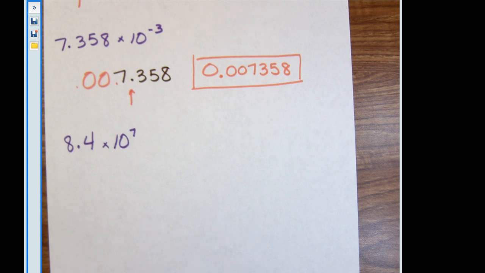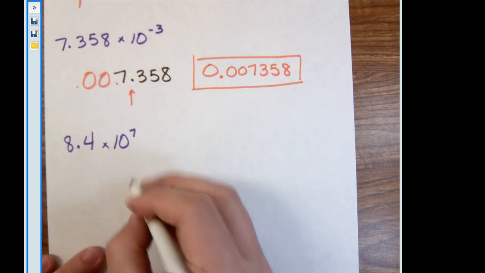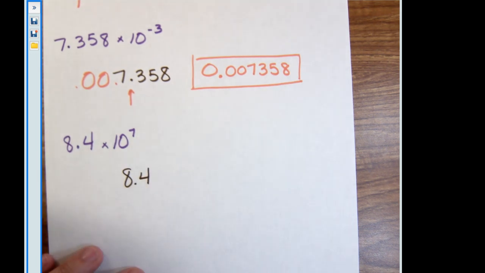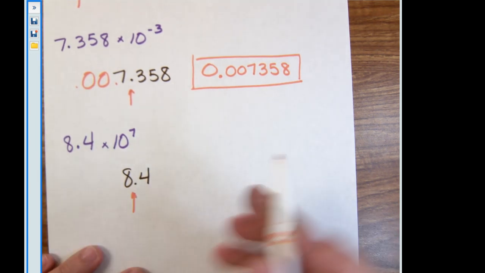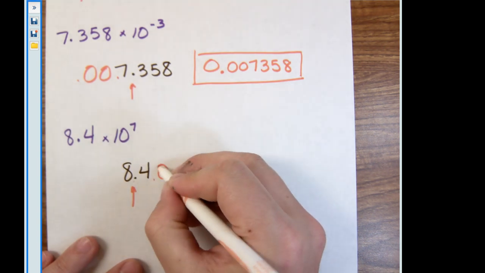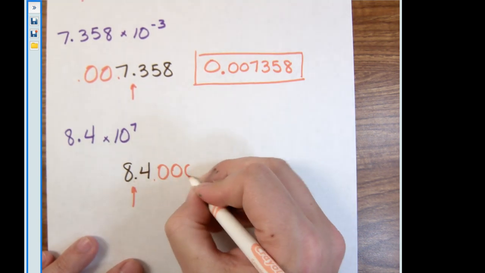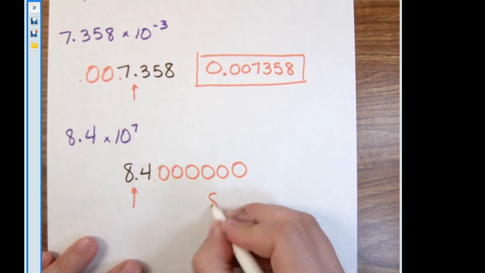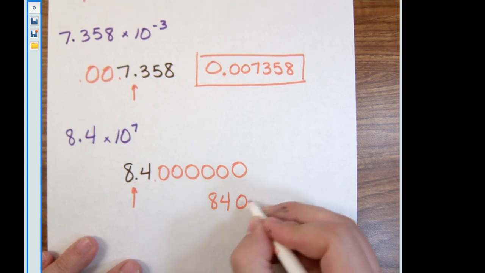Is this number going to be bigger or smaller? It's going to be big. So it's 8.4, and I'm going to move the decimal how many places? 7 to the right. So there's 1. Start adding numbers. 2, 3, 4, 5, 6, 7. My number is 8, 4, 6 zeros, 84 million.